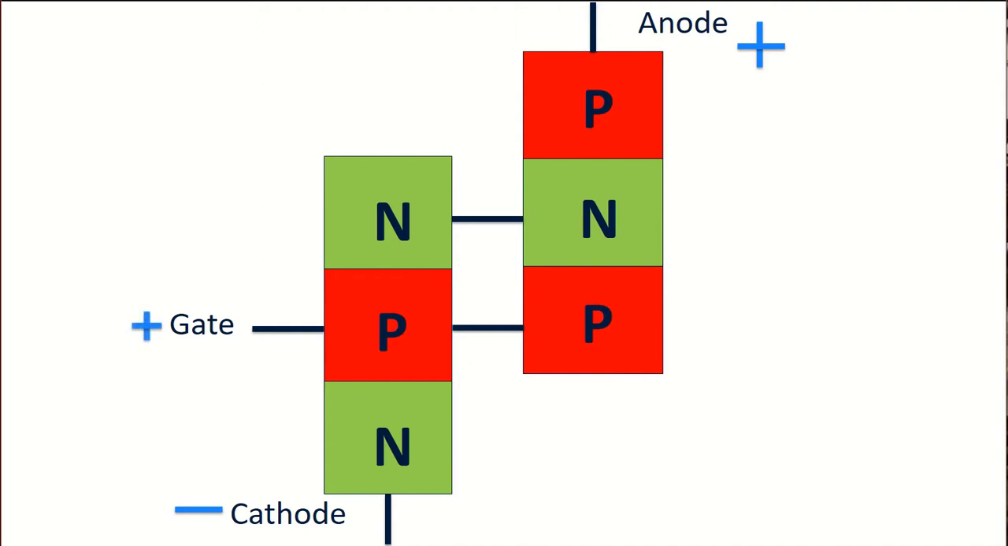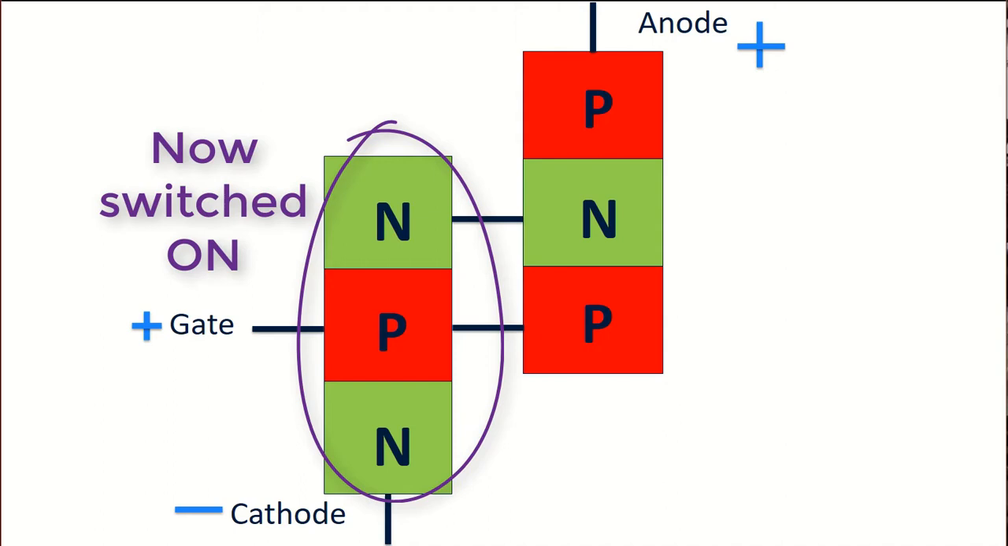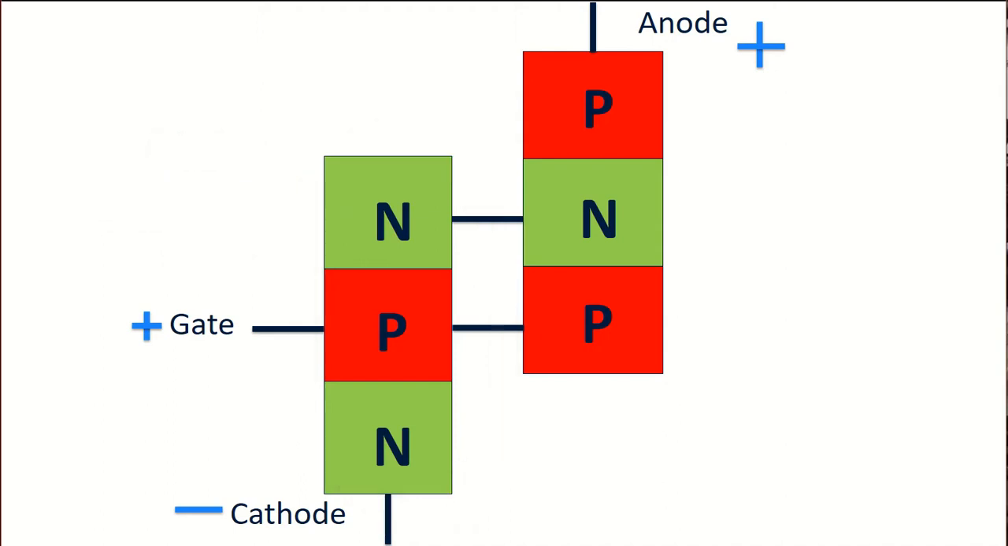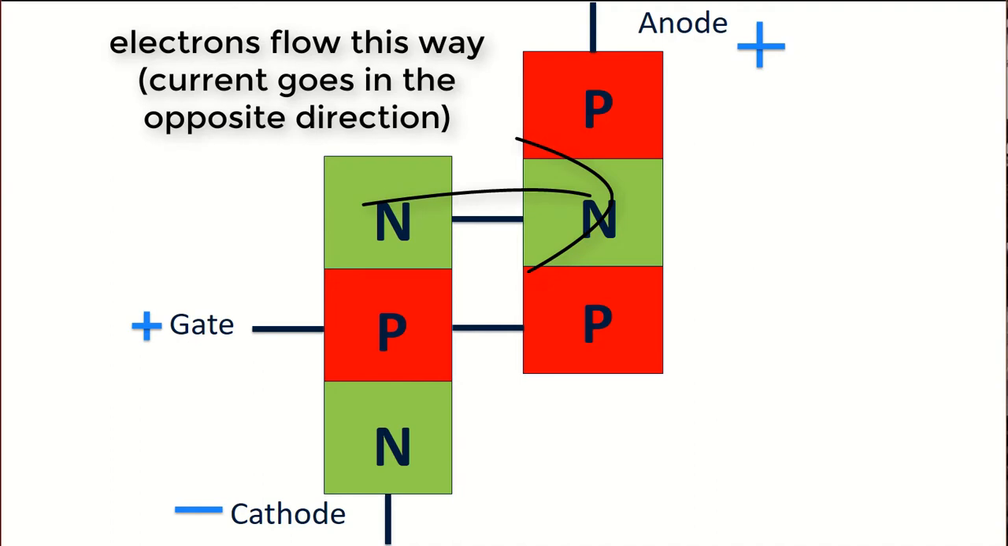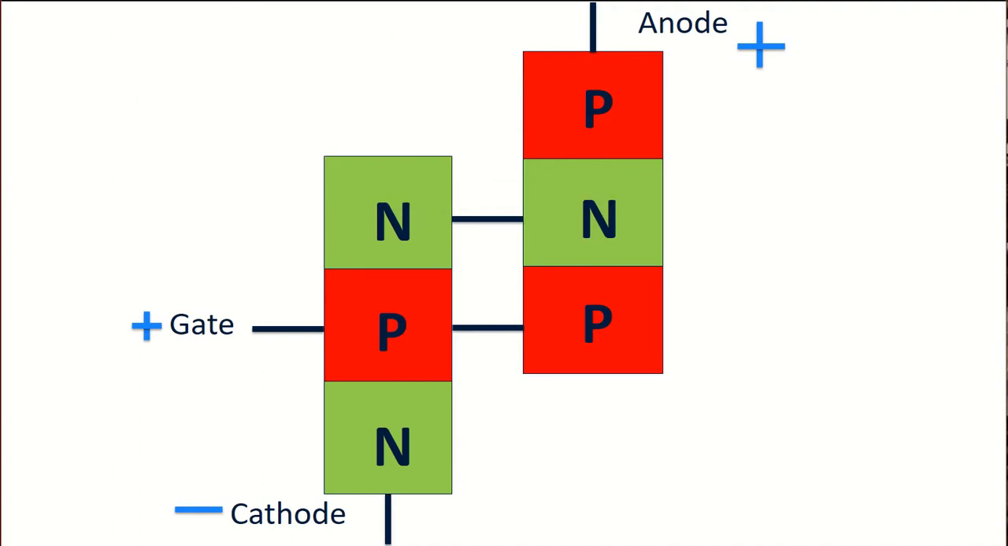However, if we now apply a small gate potential, so we have a small current to the base, a positive potential compared to the cathode, but a lot smaller than what we applied across the entire device, then, as you already know how BJTs work, this will turn on the equivalent of the NPN transistor at the bottom. Once this is turned on, you get a flow of current through this NPN transistor, and that current, because of the way it's attached, flows into the gate of the PNP transistor and switches the PNP transistor on. So once you apply that gate potential, you switch your thyristor on.